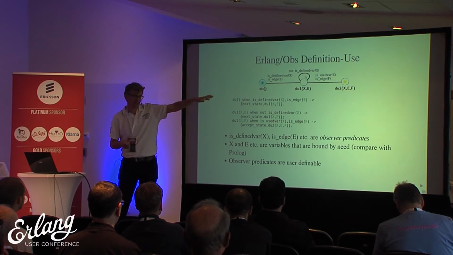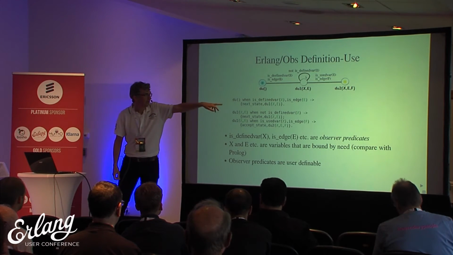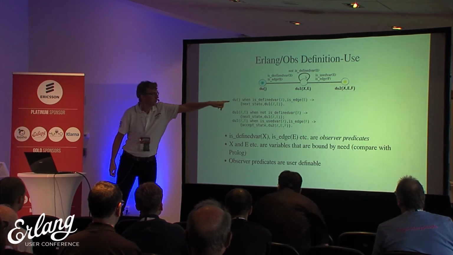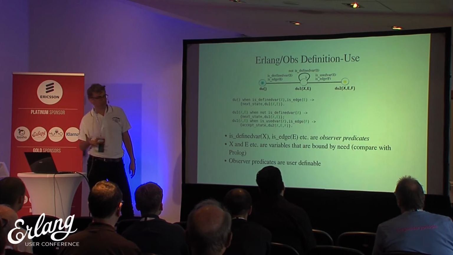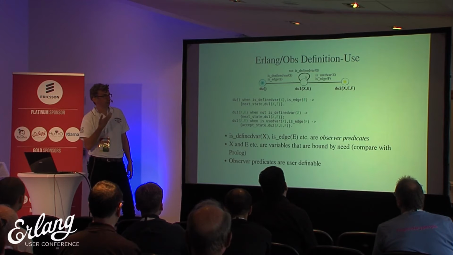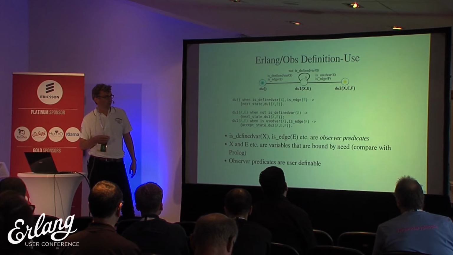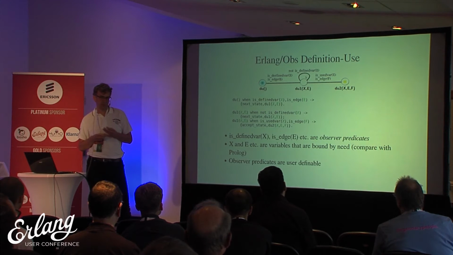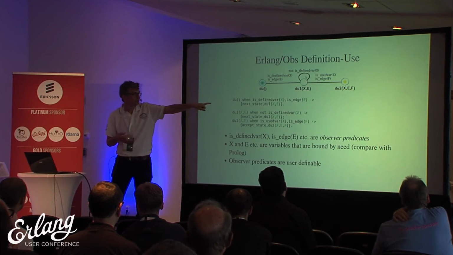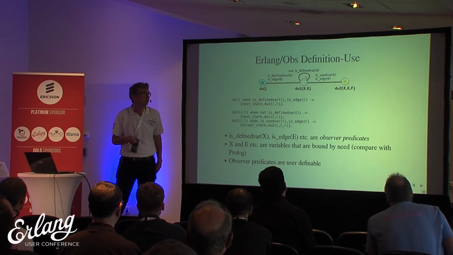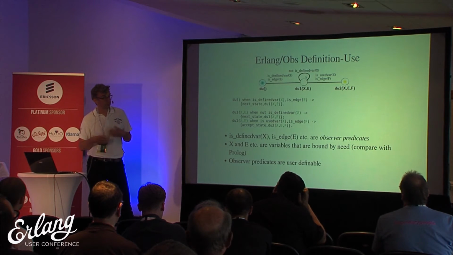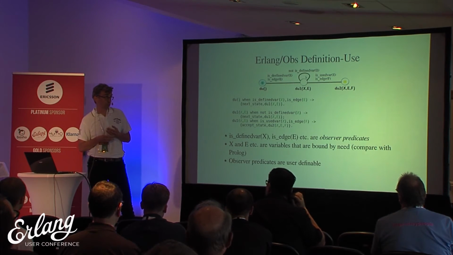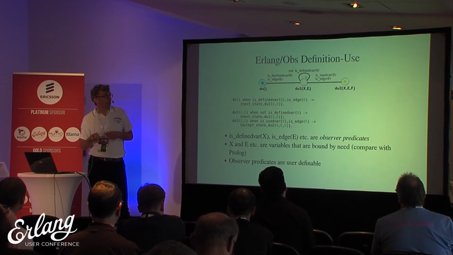This looks kind of like Erlang, but it's not quite, because you have X and E here that don't occur here, so it's a little bit different. X and E are rather bound in a more Prolog fashion by something we call match variables. It's hidden here, but in the definition of is-defined-var and is-edge, you have these definitions, and you can define your own observer predicates.